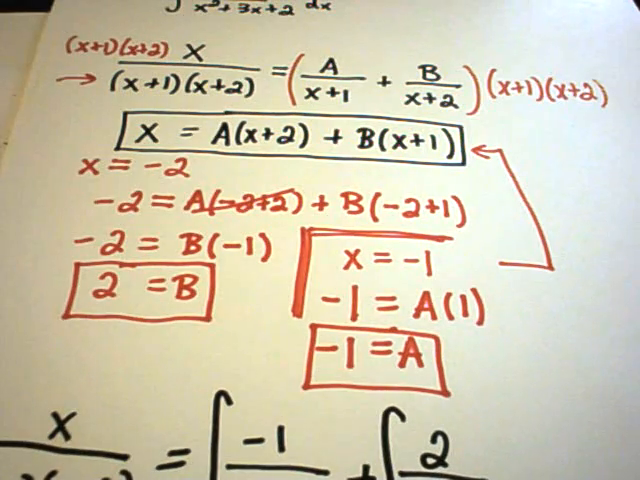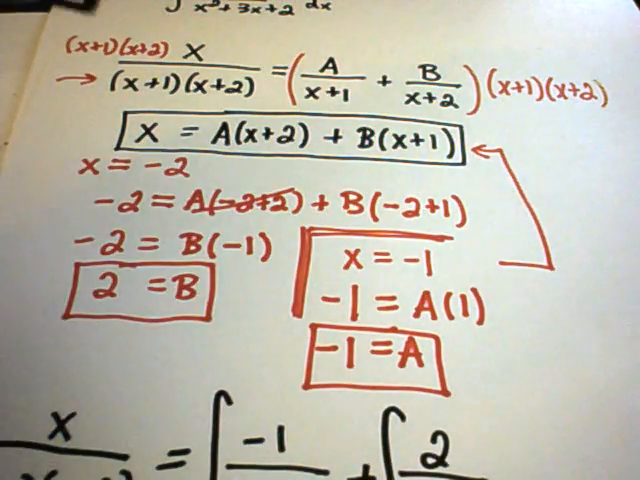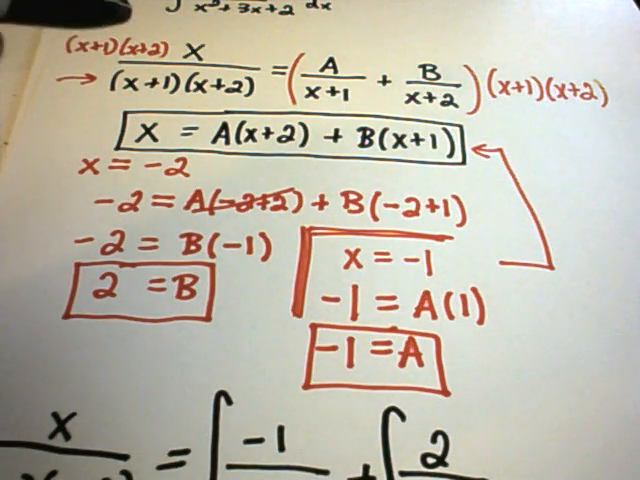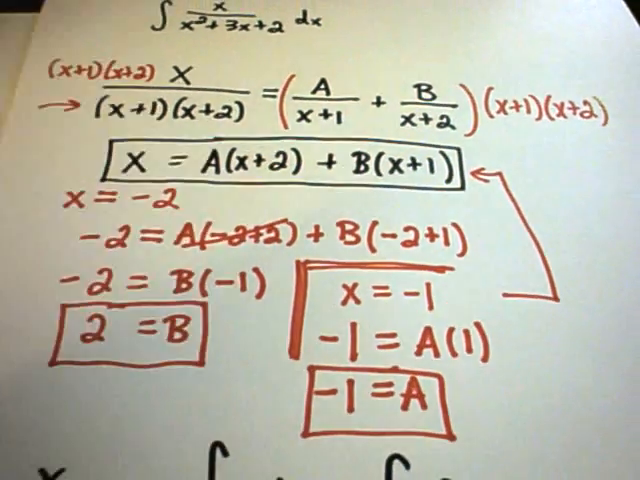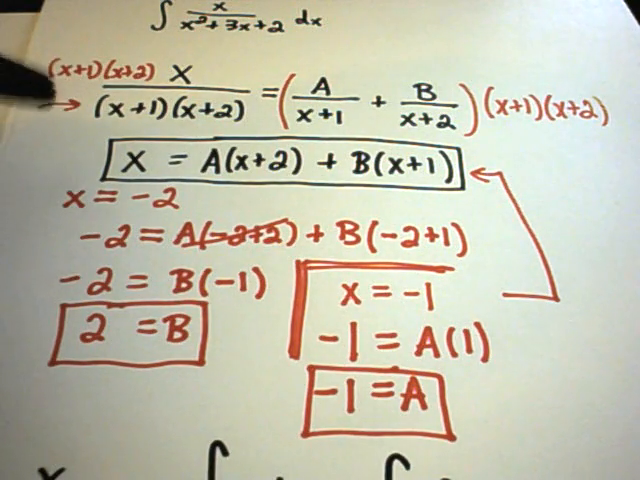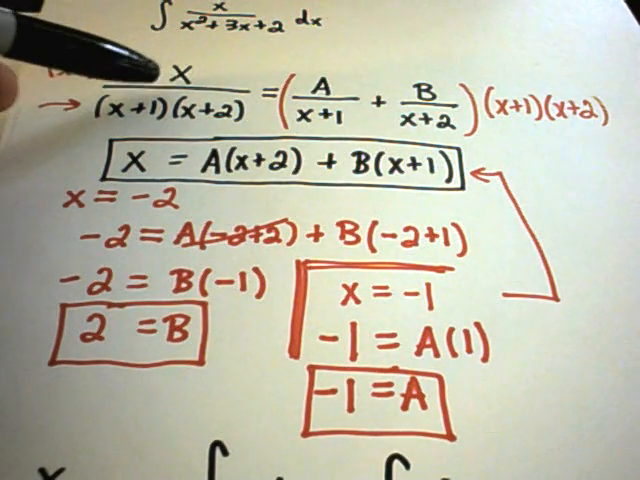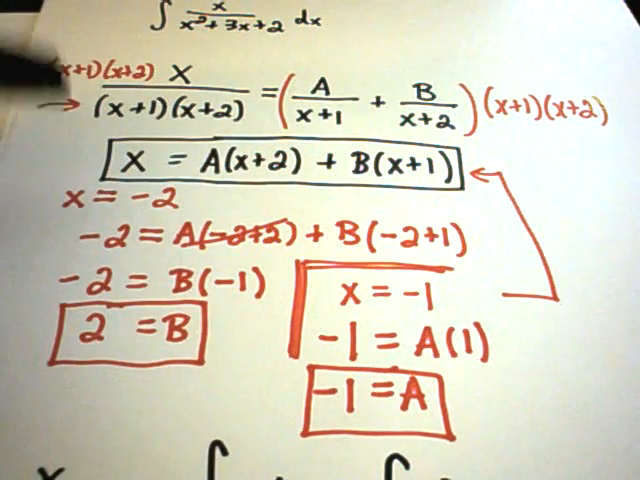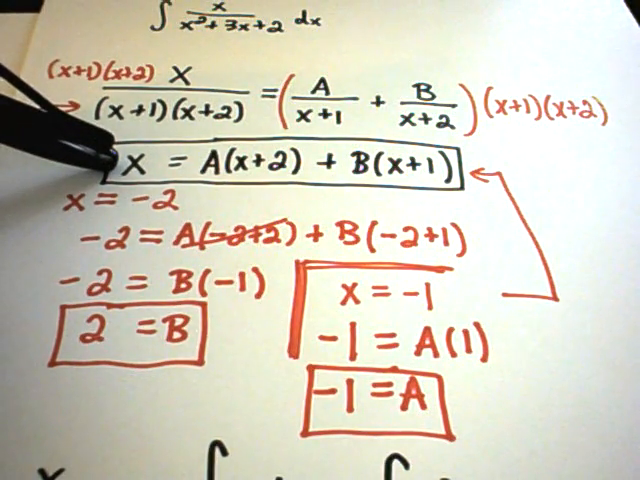Again, the idea is the same. You're going to have to use this on quadratics. So I'm basically just trying to give you a heads up on what's going on, so hopefully the quadratic ones, the irreducible quadratic ones, will make a little more sense. So again, we start the same way. We factor the denominator, we write out its partial fraction decomposition, and then we get rid of the denominators.